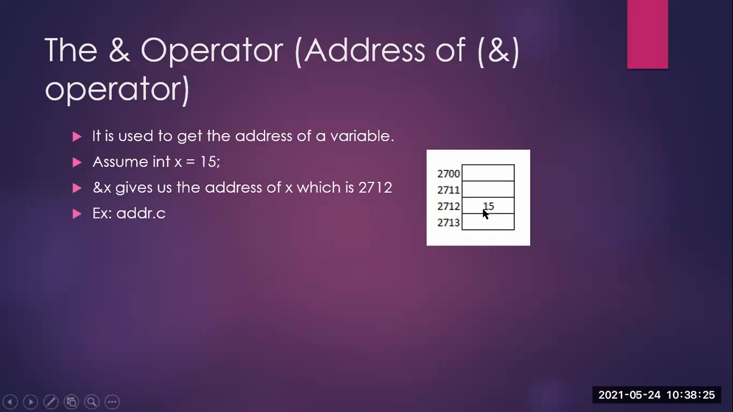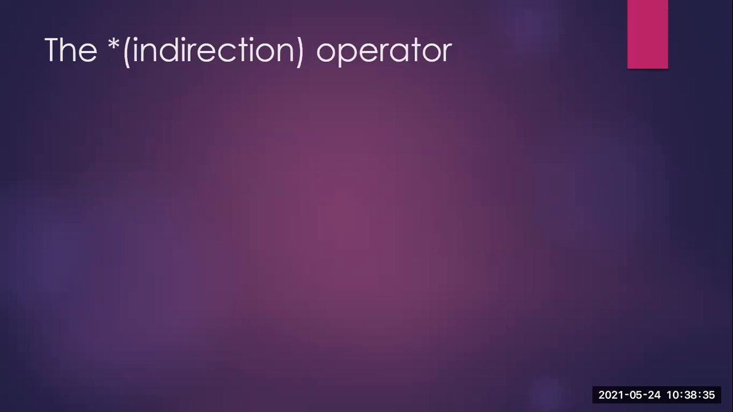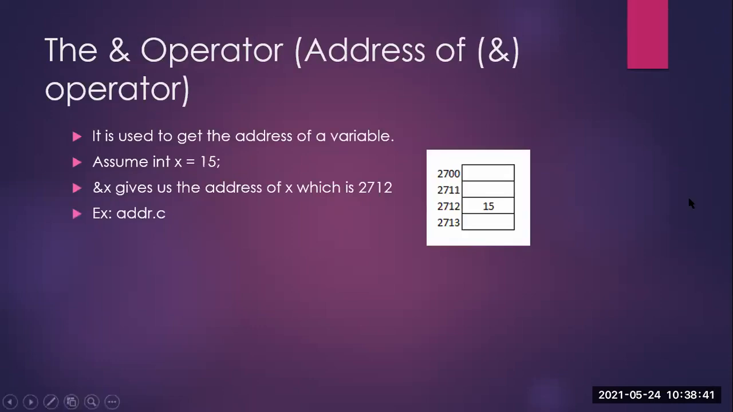Value at address, right? So what is 15? Is 15 a value or is 15 a variable? It is a value. Right. So what is this again telling you? Value at address. The address here is 2712. The value at that address.